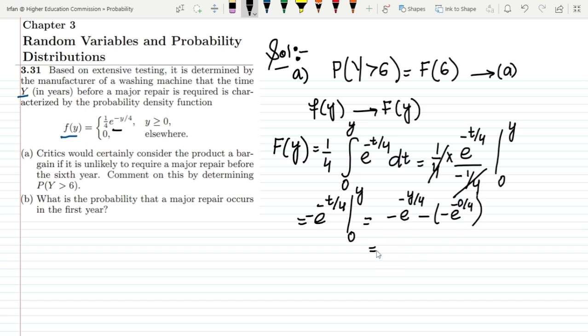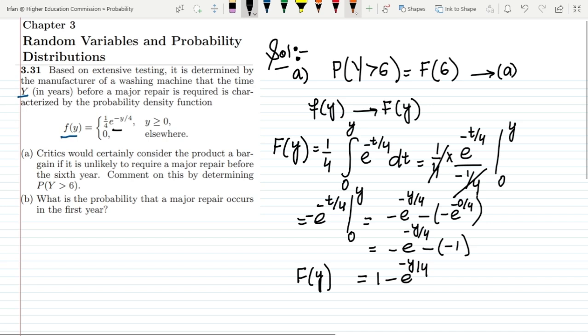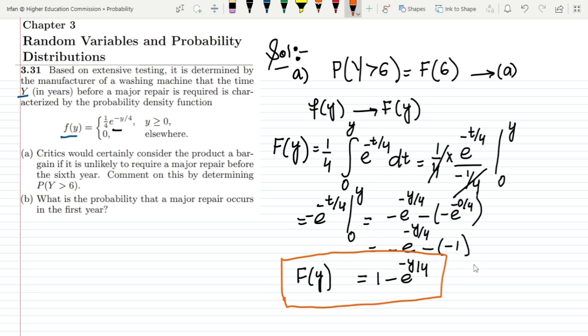After it I will get minus y by 4, and here exponential of 0 is 1, so I will get minus 1. Ultimately the f of y, after rearranging so this minus becomes plus, will be 1 minus exponential of minus y over 4, and that is the CDF of the required function.